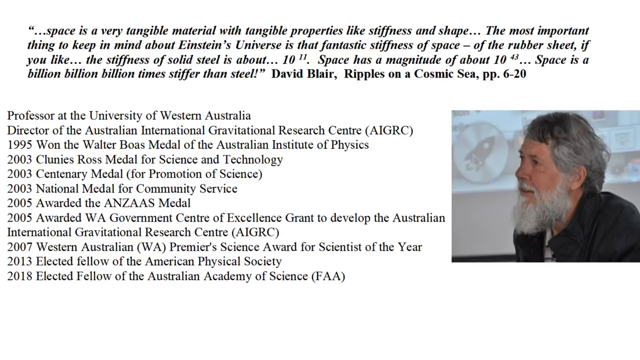Okay, we have Mr. David Blair tells us how it is that they arrived at wormholes. He says space is a physical object, a very tangible material with tangible properties like stiffness and shape. And he ends up saying that the most important thing to keep in mind about Einstein's universe is the fantastic stiffness of space, of the rubber sheet, if you like. The stiffness of solid steel is about 10 to 11. Space has a magnitude of about 10 to the 43rd. And space is a billion, billion, billion times stiffer than steel.